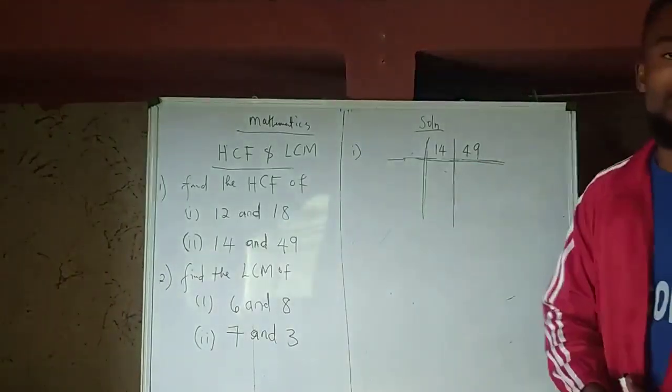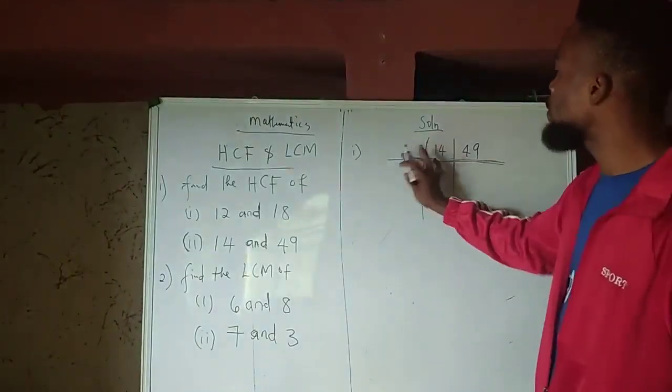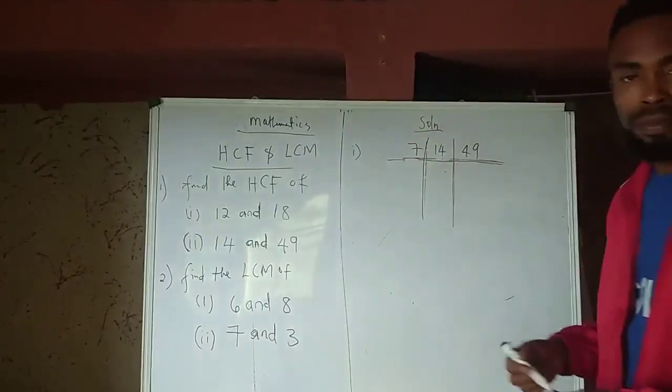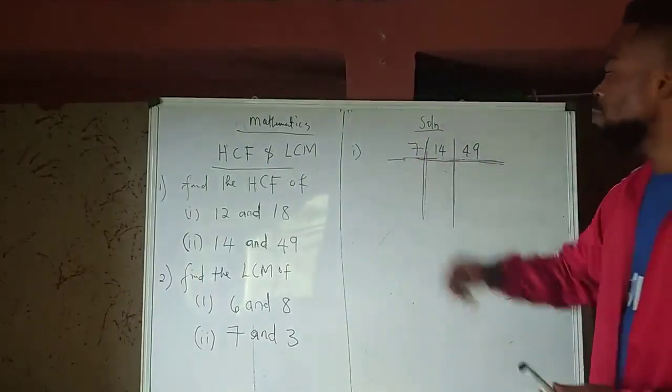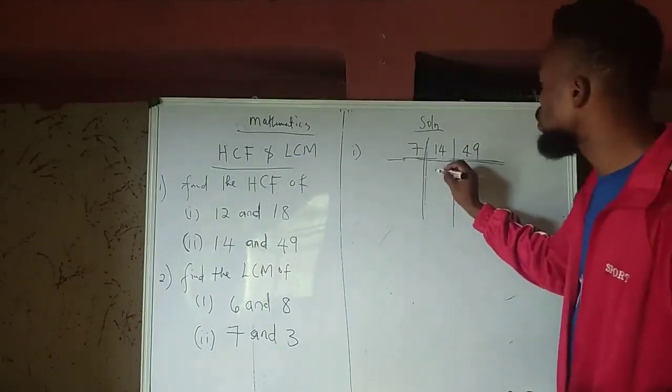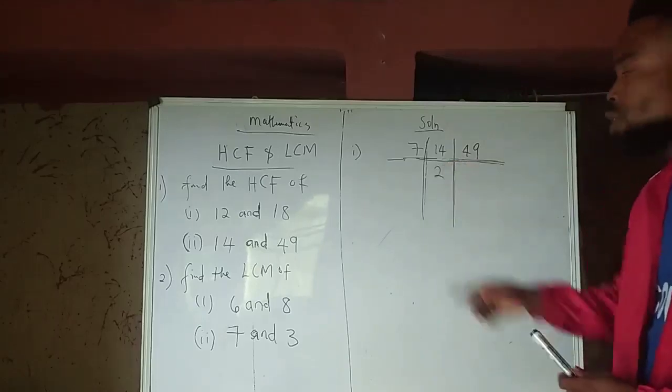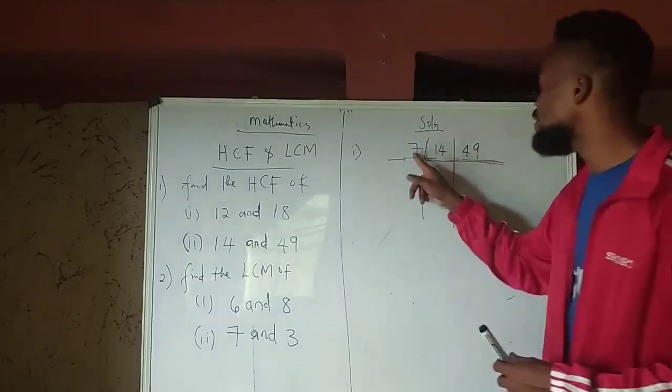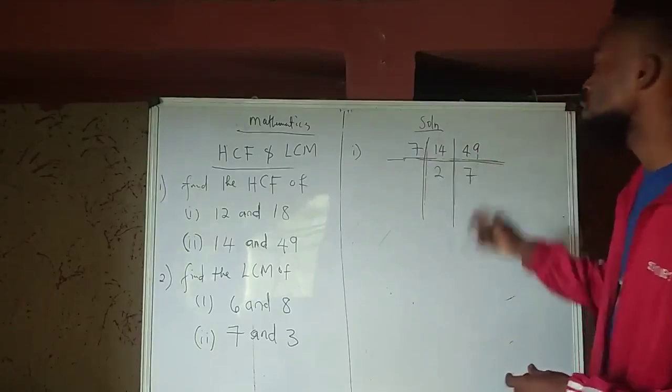Same thing goes for 49. Now, the next prime number we can look at is 7. 14 divided by 7 will actually give us 2. And 49 divided by 7 will give us 7.